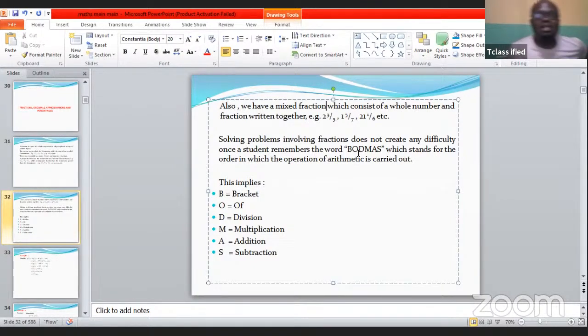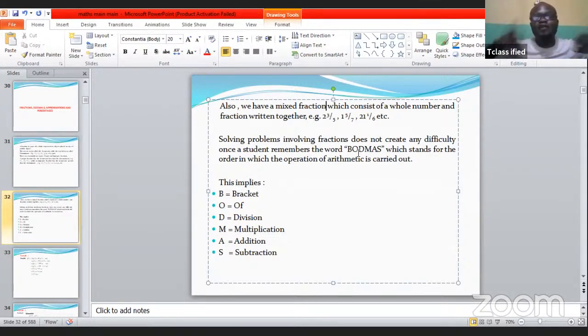So B in BODMAS stands for bracket, O stands for off, D stands for division, M stands for multiplication, A stands for addition, S stands for subtraction. Now, if you have a combination of fractions where you have some enclosed in a bracket, the one in the bracket has to be solved first. If you have a statement that says off, that off has to be solved first. And you know that off in mathematics simply means times.